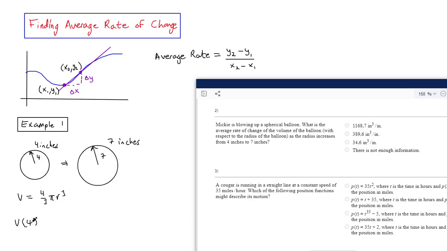So v when r is equal to 4 is equal to 4/3 pi times 4 cubed. Okay, so this gives us a value of 256 pi divided by 3. Now we're going to calculate the volume at 7 inches. So this is 4/3 pi 7 cubed. So this gives us a value of 1,372 times pi divided by 3.